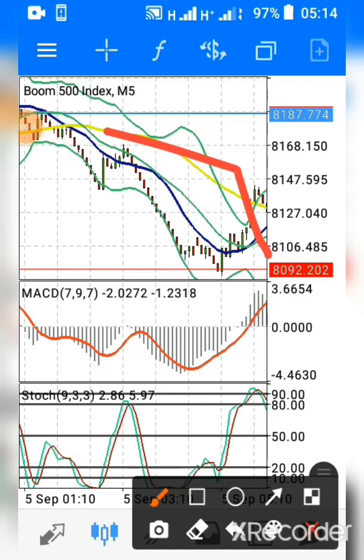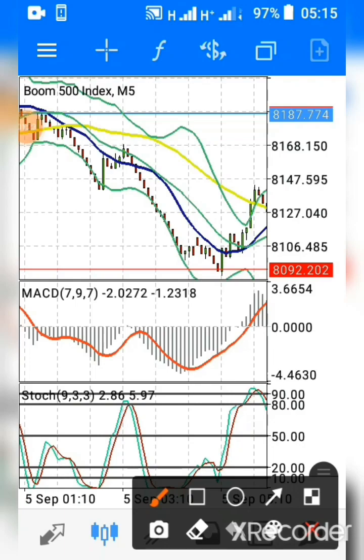The second condition is that price, this price, has to be below the middle line. That is our sell condition. The third condition is that this MACD has to be below for us to take a sell.